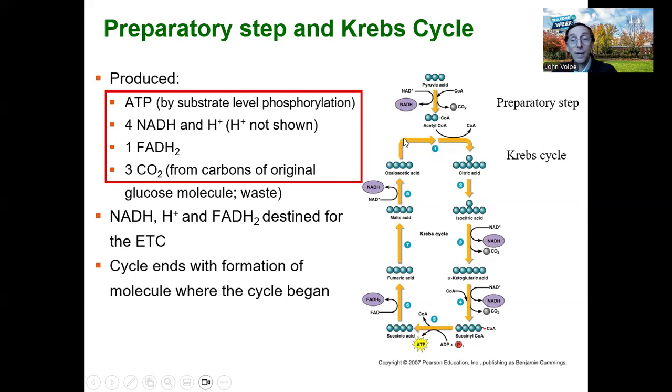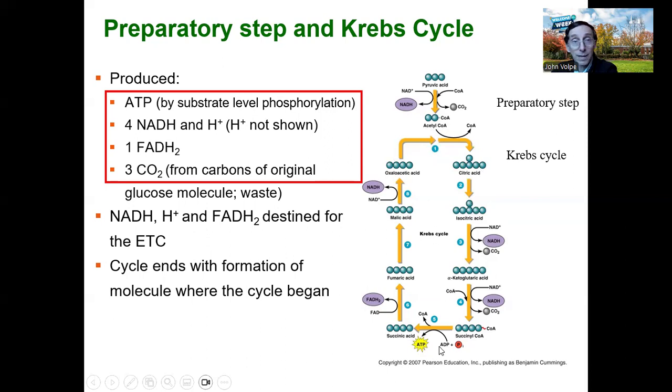We end up where we began. So as long as you have acetyl coenzyme A entering the Krebs cycle, this cycle will continue for as long as you are alive. Any question about any of that? As long as you have acetyl coenzyme A, the cycle will continue for as long as you are alive.